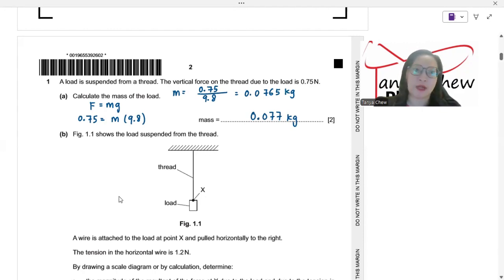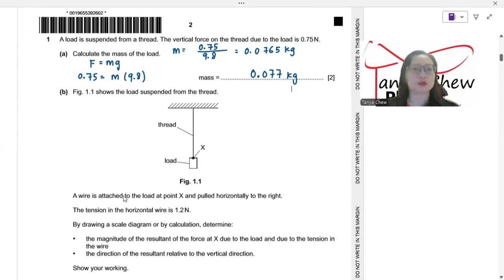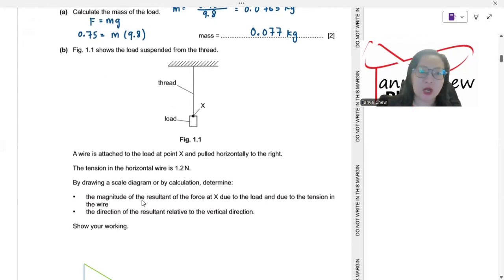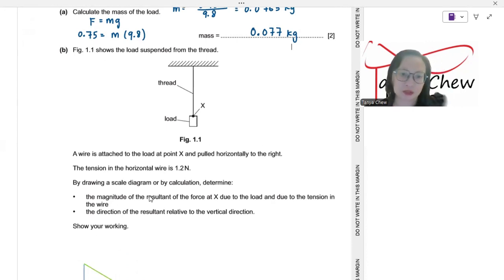Now, B, Fig 1.1 shows the load suspended from the thread. A wire is attached to the load at point X and pulled horizontally to the right. Tension in the horizontal wire is 1.2 Newton. By drawing a scale diagram or by calculation, determine the magnitude of the resultant of the force at X due to the load and due to the tension in the wire, and the direction of the resultant relative to the vertical direction. Show your working. So there are two ways to do this.